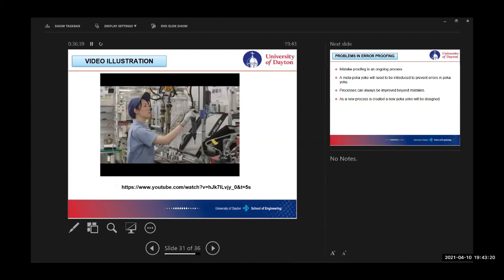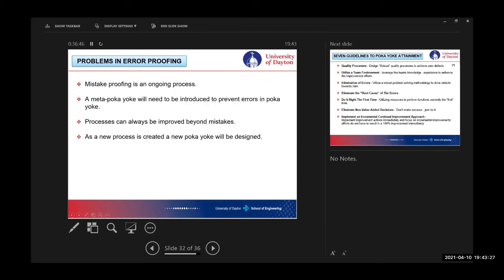Every part should be communicated to the operator so that the operator should not make any mistake. And these parts are further stored in the system so that they can be traced and the improvements can be performed as per requirement. Now Teres will talk about the problem in error proofing.